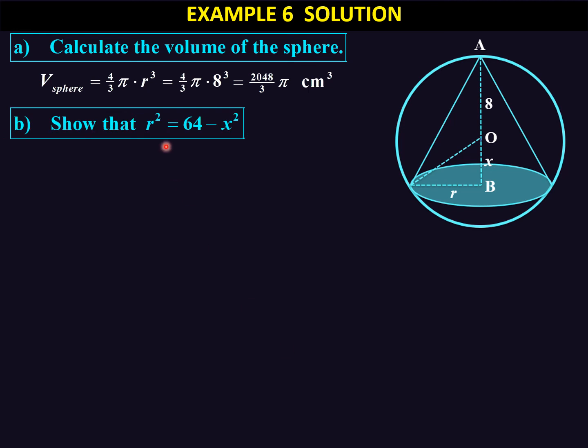Show that. Let's see, where's r? There's r and there's x. Now let's see. We said this is a right cone, so this means this must be a right angle down here, right? If that's not a right angle, then this is not a right cone.